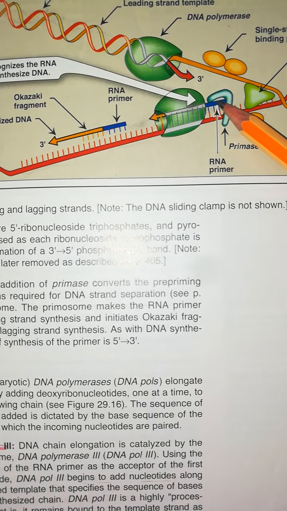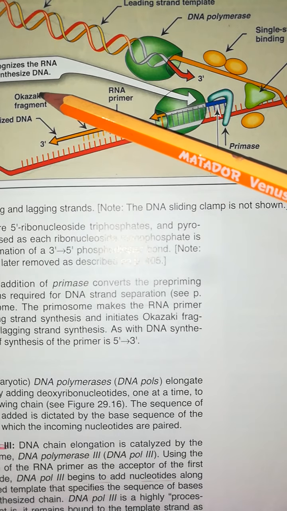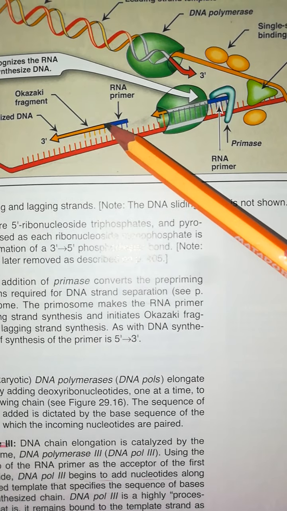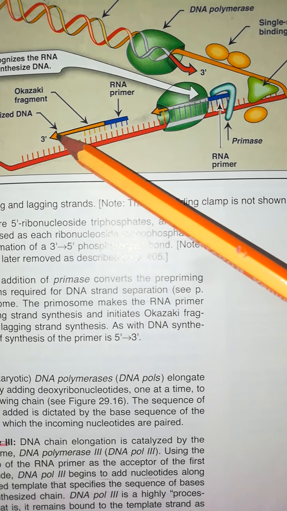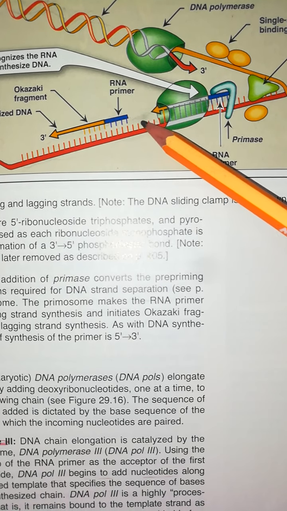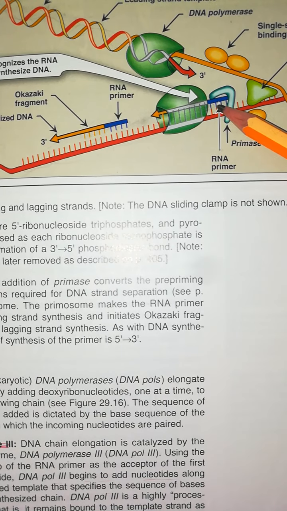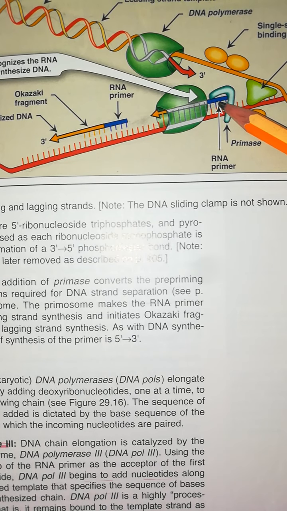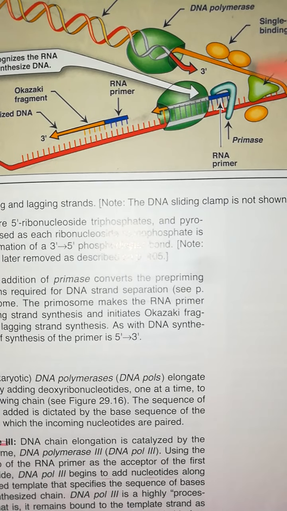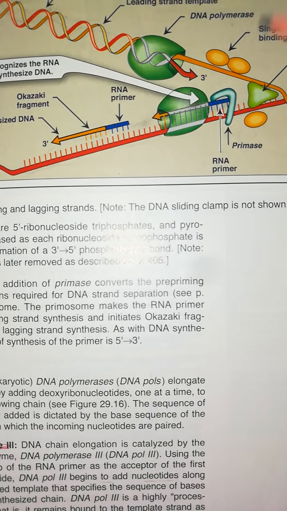Now you see this fragment is called the Okazaki fragment. This yellow color fragment is the Okazaki fragment, but the RNA primer is not included in the Okazaki fragment. The Okazaki fragment goes up to this point, but the RNA primer is not a part of it. The RNA primer is synthesized by primase, which is an enzyme.